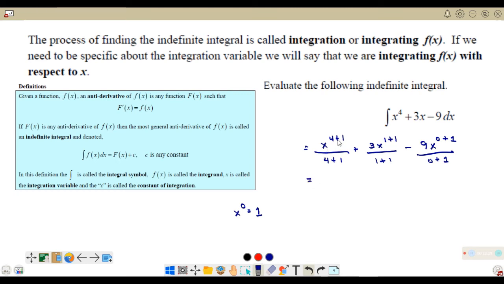Now, let's simplify. We have x raised to 5 over 5 plus 3x squared over 2 minus 9x. Sulat natin siya ng mas proper. So, the numerical coefficient here is 1 over 5 x raised to the fifth power plus 3 over 2 x squared minus 9x. So, this is the antiderivative of x raised to the fourth power plus 3x minus 9 dx. So, I hope that was clear.